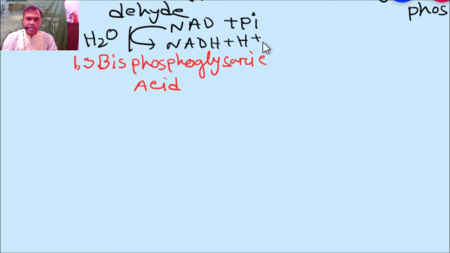When 1,3-bisphosphoglyceric acid turns into 3-phosphoglyceric acid, the difference between them is a phosphate. That means one phosphate is released, and this released phosphate is received by ADP, adenosine diphosphate, and turns into ATP, adenosine triphosphate.